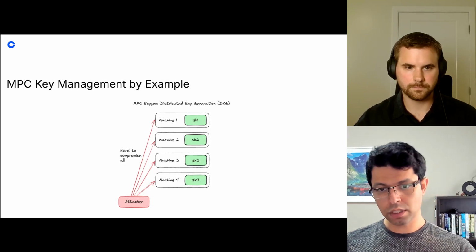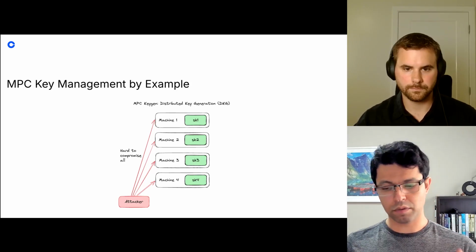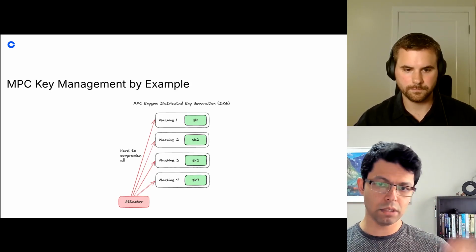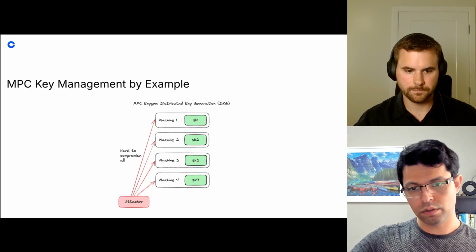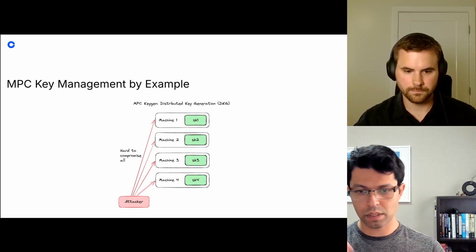And these machines, if we are careful, will be in different environments. For example, machine 1 could be an AWS server. Machine 2 could be a Google Cloud. Machine 3 could be a laptop, for example, a wallet extension.